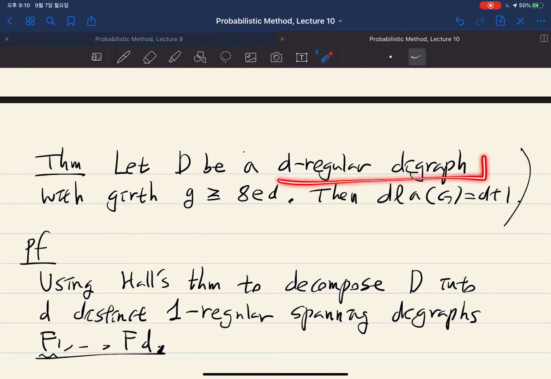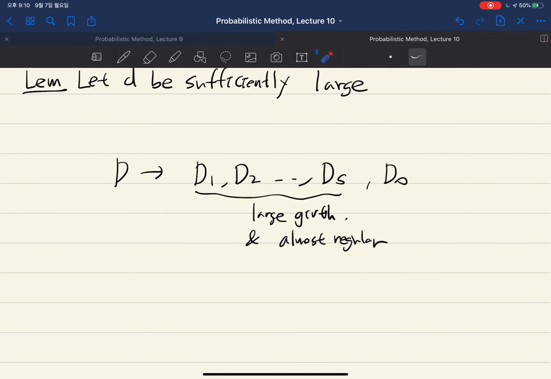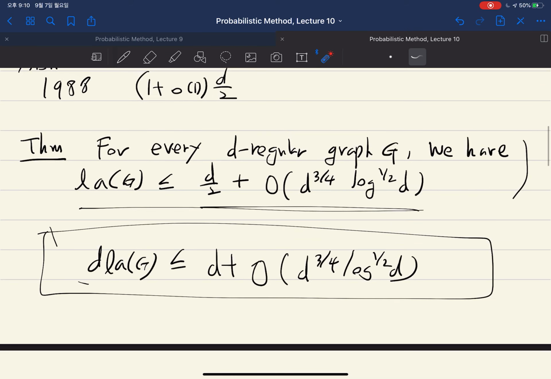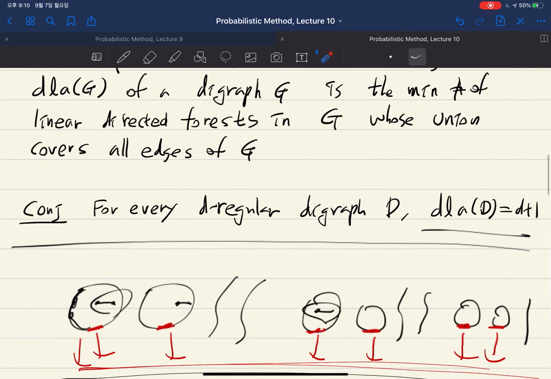However, in order to apply this lemma, we need to make sure that each Di is actually a t-regular digraph. But this is almost regular, so we can add some edges to make it exactly regular, which will increase the degree, but the statement we want to prove has an additional error term, so that adding some edges, increasing d to say d plus some number, is not too bad. So this is our goal.